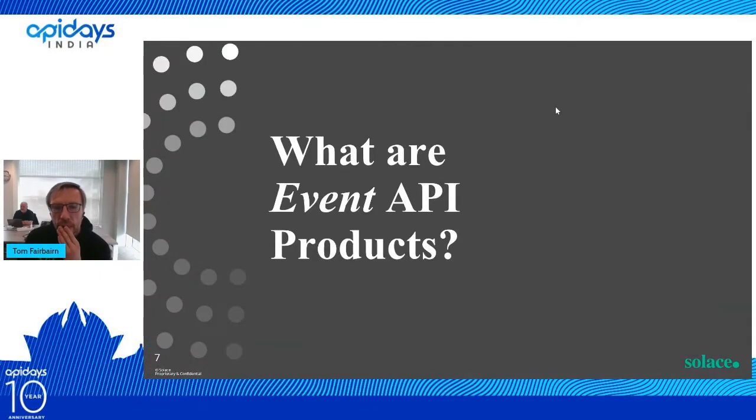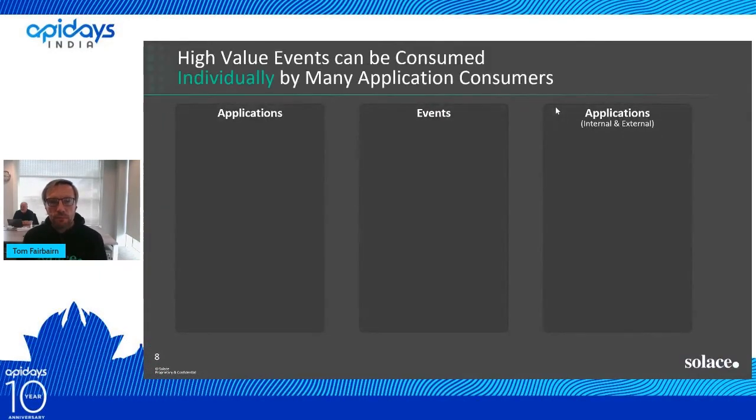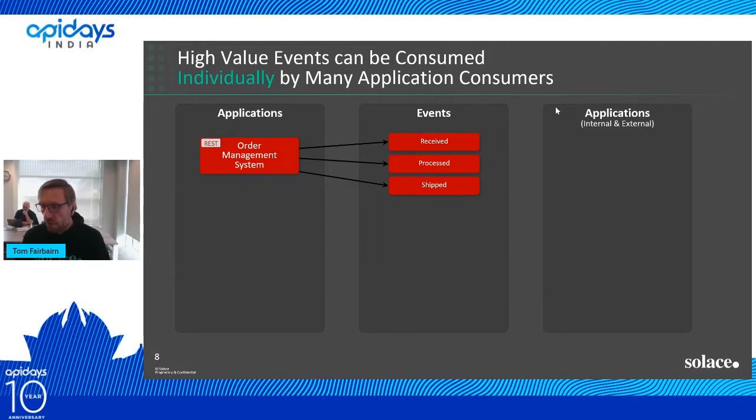Okay, so we've got that idea of event-driven APIs. Let's have a look at event API products. Let's think about how we might construct this. So in an organization, typically you have layers of events. I'll come on to that a bit, but let's have a look at how this might look. We have our application. So we have our order management system here that's got a REST interface for placing orders.